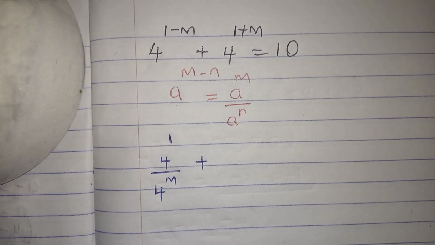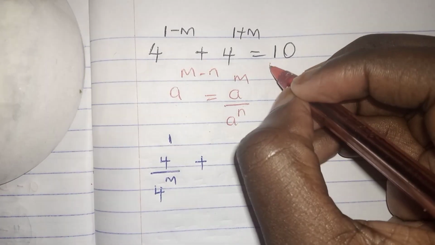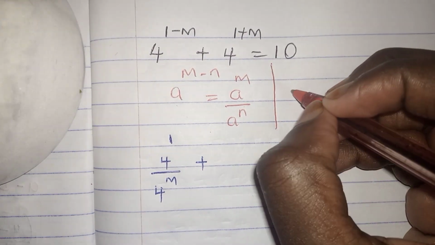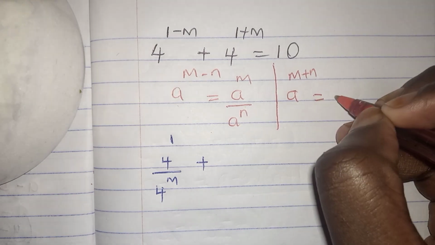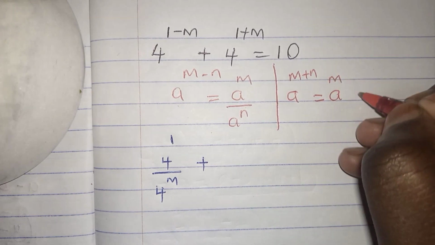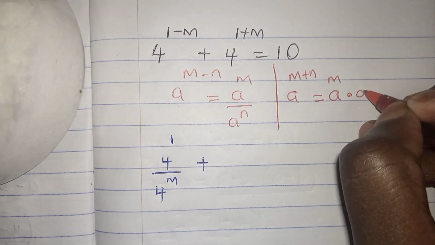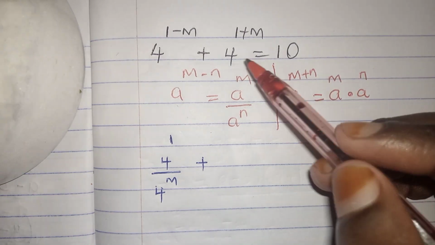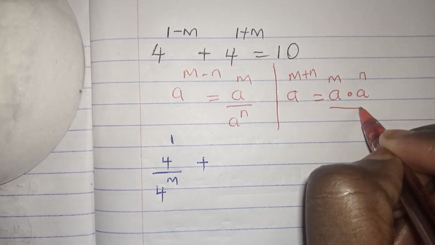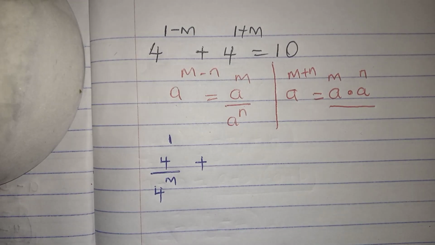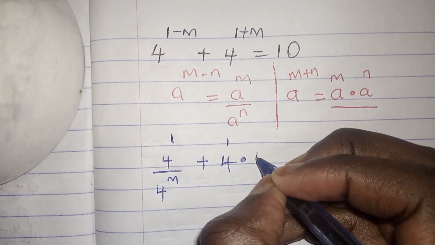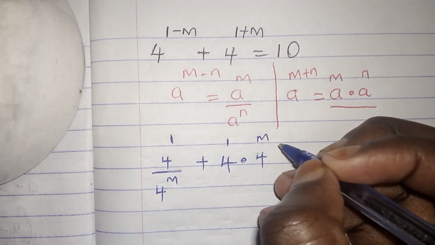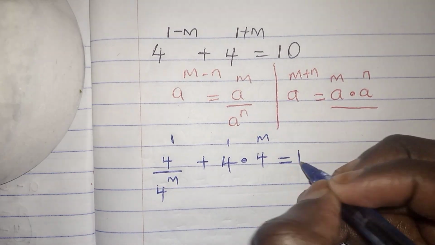We can write it using this exponential rule that says if you have a to the power of m plus n, you can as well write it as a to the power of m times a to the power of n. So for this case, we are going to write it in this form. So this will be 4 to the power of 1 times 4 to the power of m, is equal to 10.